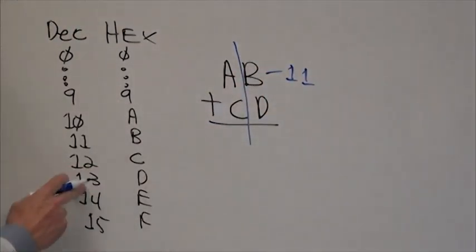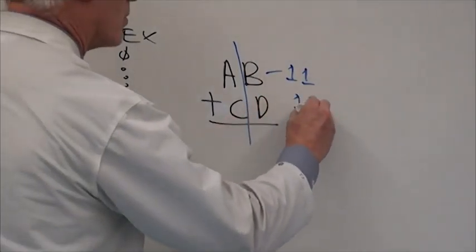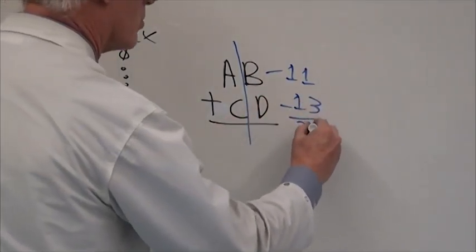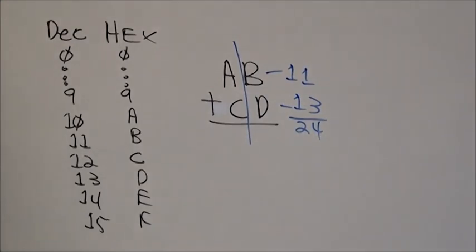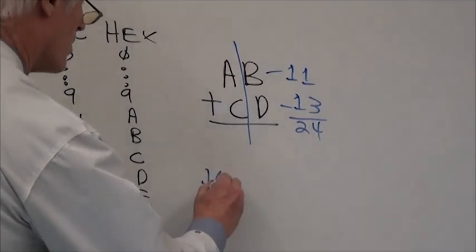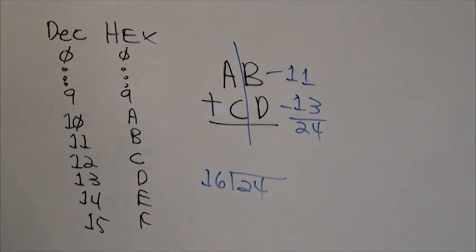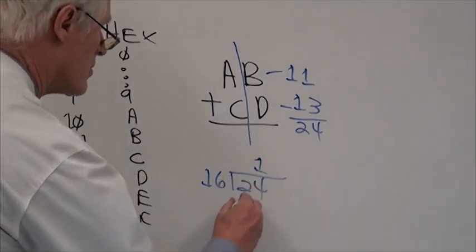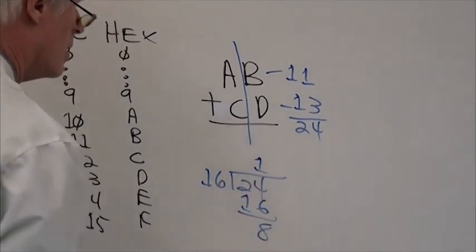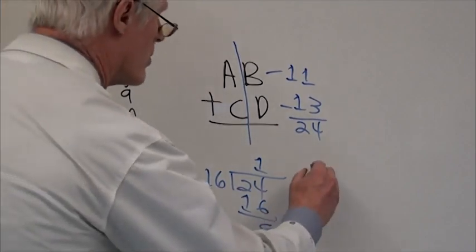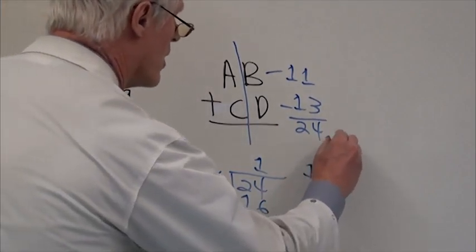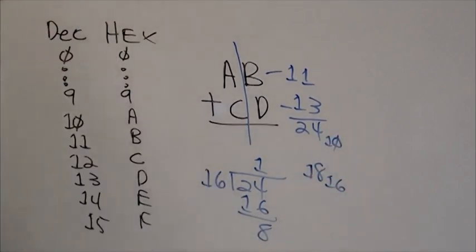D, when we look at it here, is 13. So we can add those two numbers and get 24. Now what we have to do, since it's in decimal, is convert this back to hex. The way we do that is we can divide 16 into 24. 16 goes into 24 once, 16, 8, and so our number here is the equivalent of 1, 8, base 10, 1, 8, base 16.